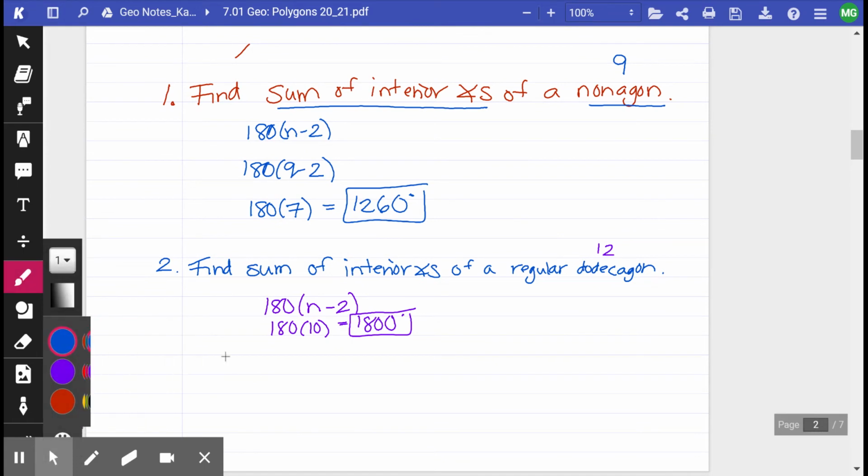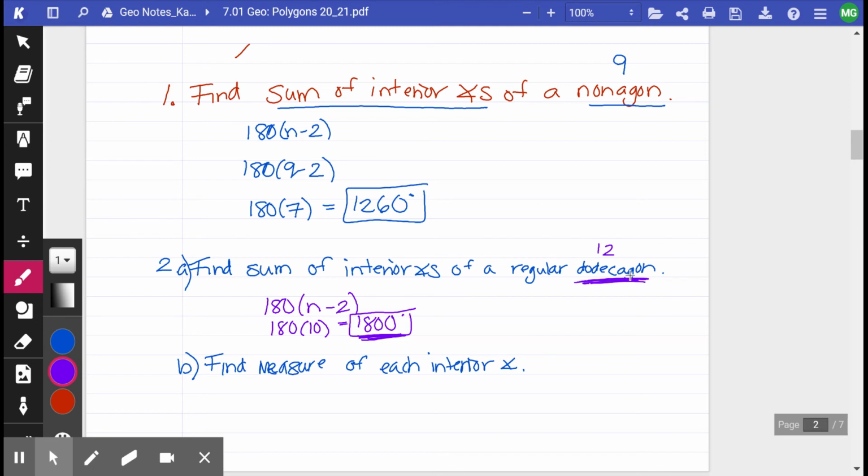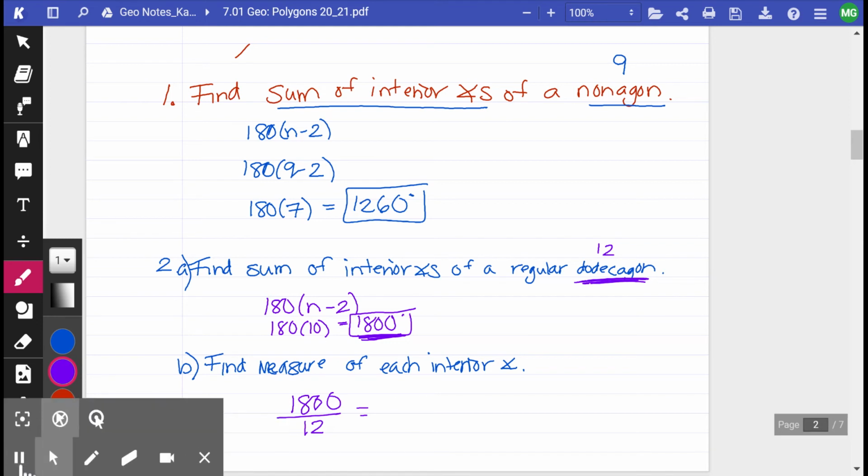Now, second part, so let's say that was A. Let's call this part B. Now I want you to find the measure of each interior angle, so a single interior angle. Now here's where it's really important that it was a regular figure. So we know now the sum of all the angles is 1800 degrees, and I know that it has 12 sides, so 12 equal angles. So I want to take 1800 and divide it into 12 equal parts. And you can type that right into your calculator.